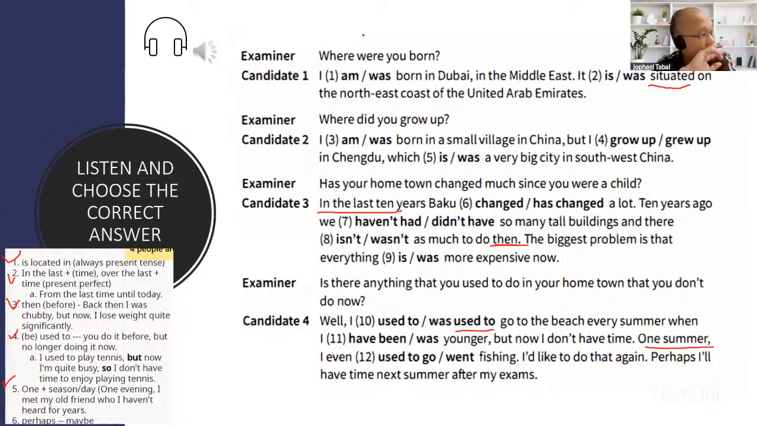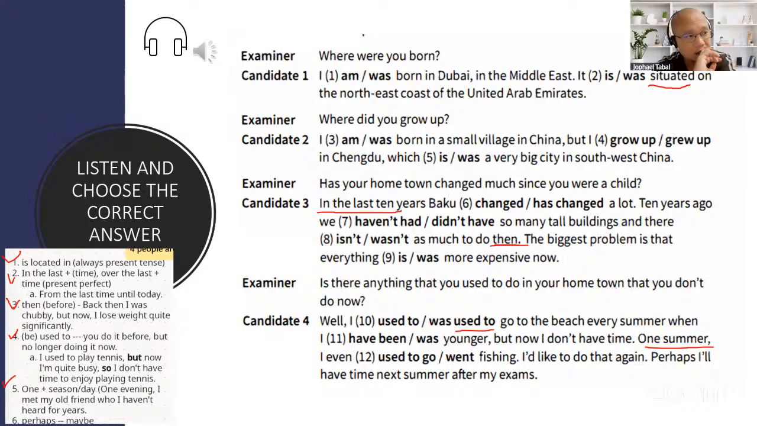3. Has your hometown changed much since you were a child? In the last 10 years, Baku has changed a lot. 10 years ago, we didn't have so many tall buildings, and there wasn't as much to do then. The biggest problem is that everything is more expensive now.